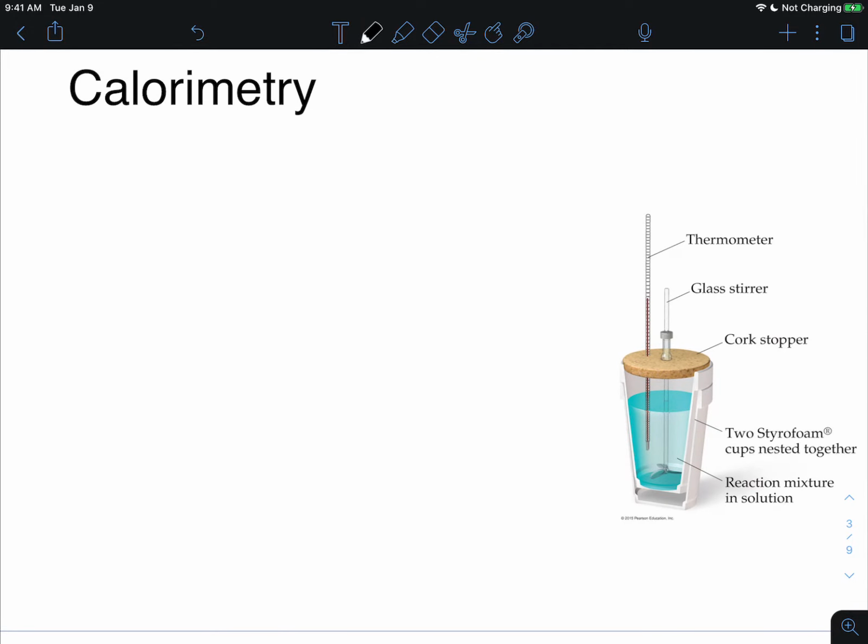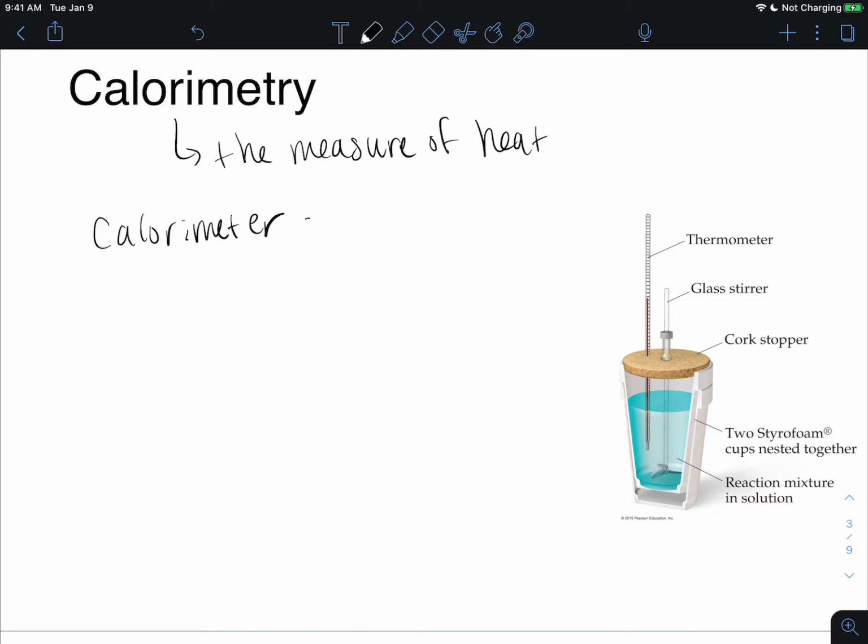So calorimetry is the idea of measuring heat flow. So it's the measure of heat flow. And we measure heat flow using a calorimeter. So a calorimeter is the device for measuring heat flow. So the device used to measure heat flow.